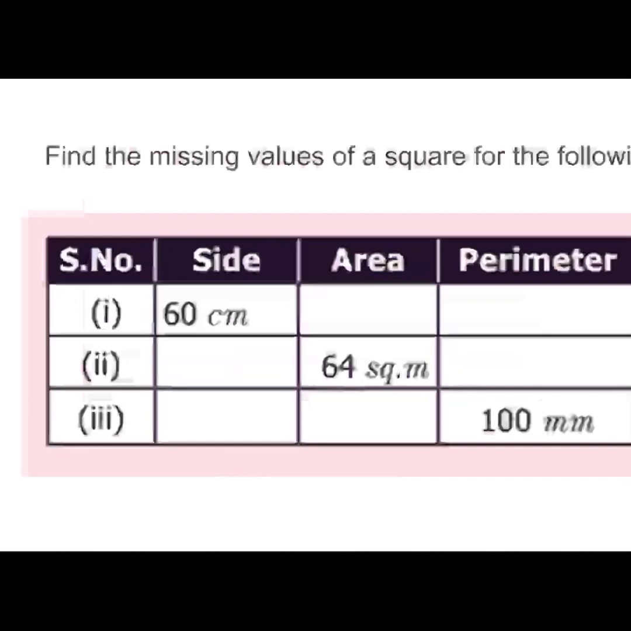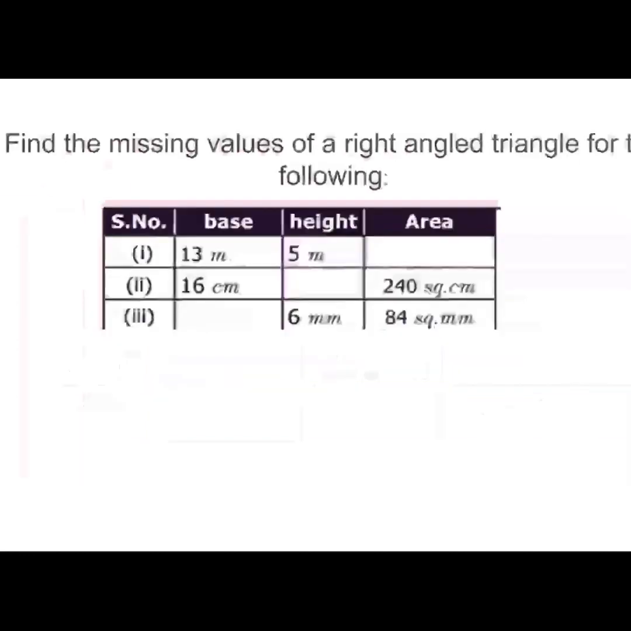Similarly, here one measurement is given. You have to calculate the other two. If the side is given, you have to calculate area and perimeter. If the area is given, with that you have to calculate the side and perimeter. If the perimeter is given, first you have to calculate the side and then the area. Similarly here too for the right angle triangle. As you learned these problems in 6th standard itself, it will be easy for you to calculate. So finish all these three tables and submit it to me.